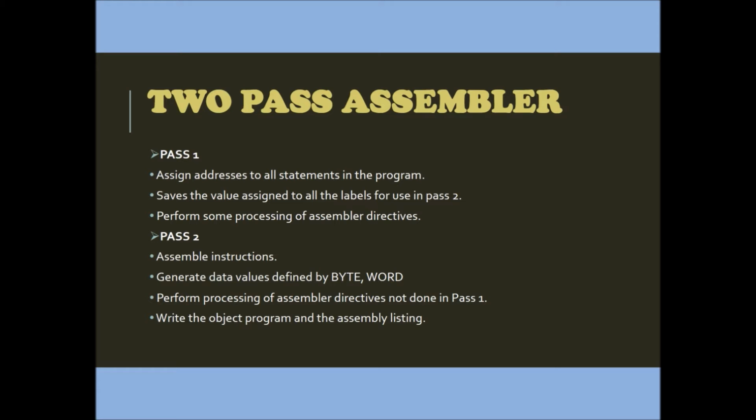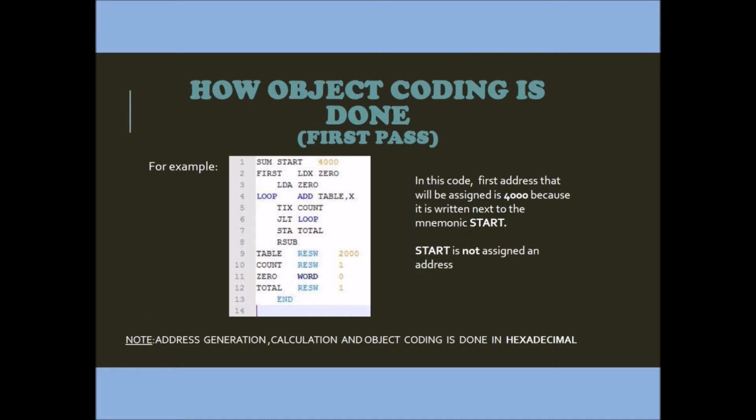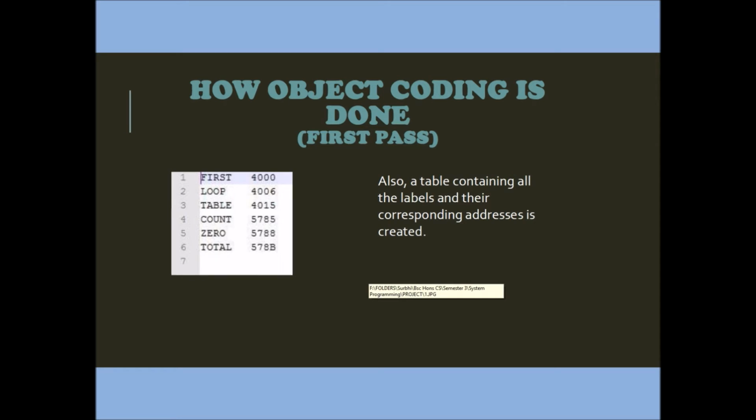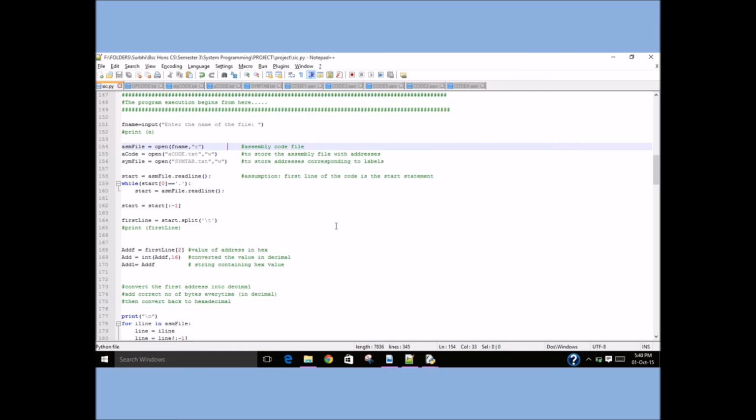In order to have a better understanding of how the two-pass assembler works, we should know how object coding is done manually for an assembly program of SIC. And here's a brief description. First of all, we have an assembly language program of this format. The first instruction is always assigned the address next to the mnemonic START. In the first pass, addresses are assigned to each instruction, keeping in mind the number of bytes it will take. Also, a table containing the labels and their corresponding addresses is created. Now, let's see how we can implement this using Python.